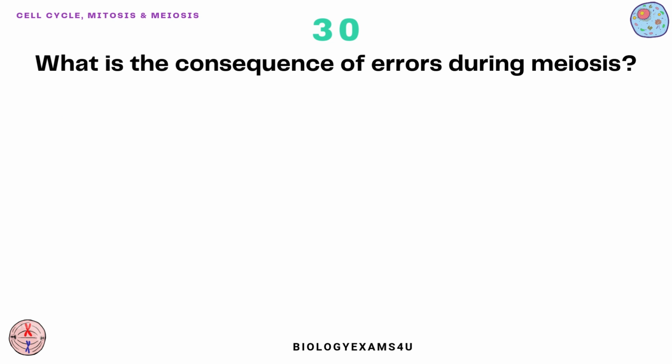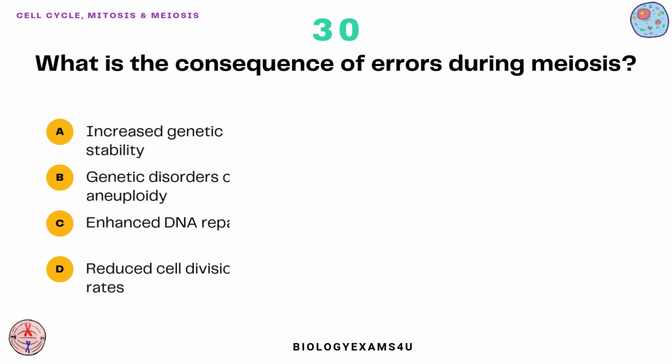And the final question, what is the consequence of errors during meiosis? Option A, increased genetic stability. Option B, genetic disorders or aneuploidy. Option C, enhanced DNA repair. Option D, reduced cell division rates.